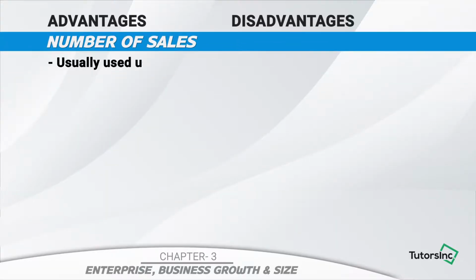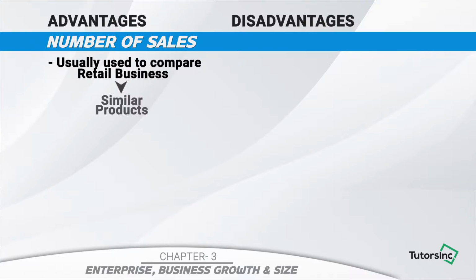It is usually used while comparing sizes of retail businesses, especially the ones selling similar products. But in terms of their limitations, it could be misleading when comparing businesses with different products like a tea stall versus a luxury jewelry store.